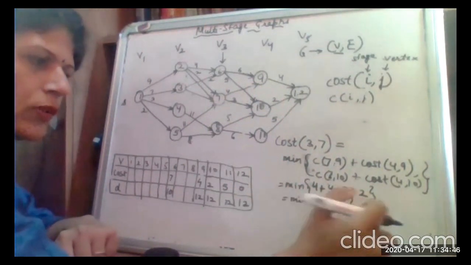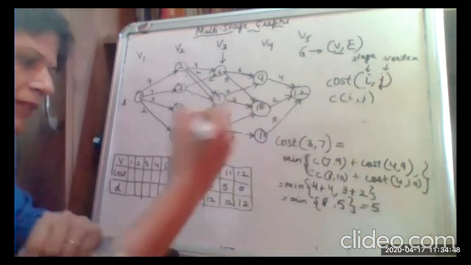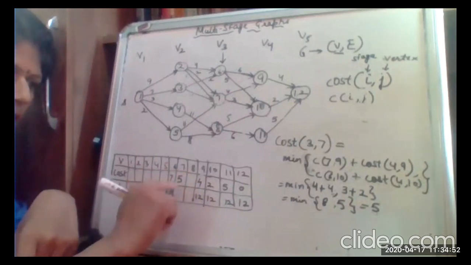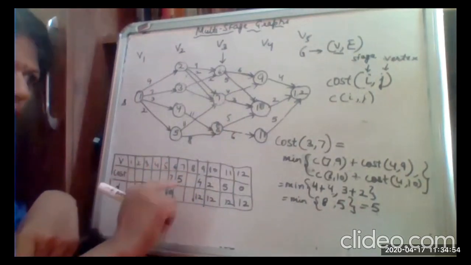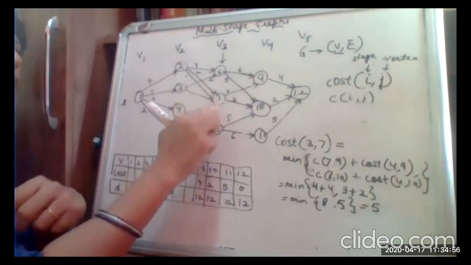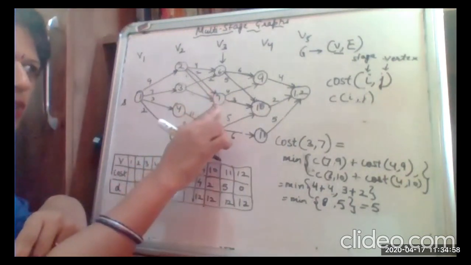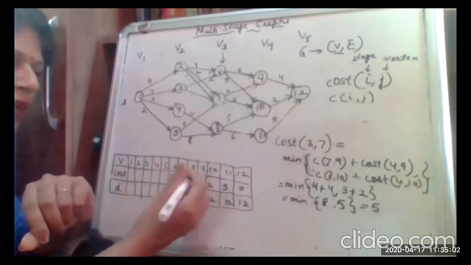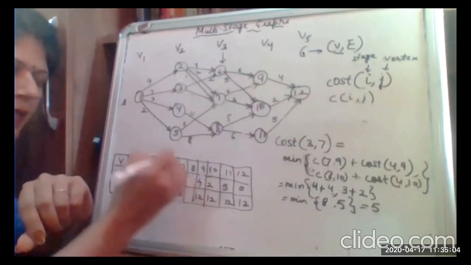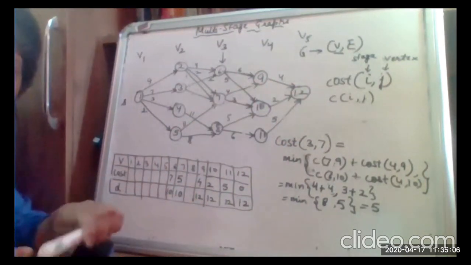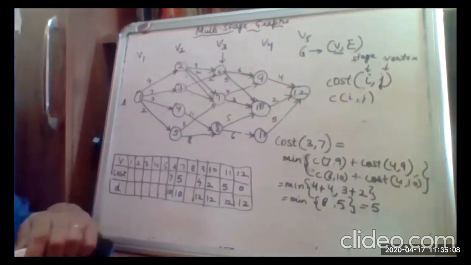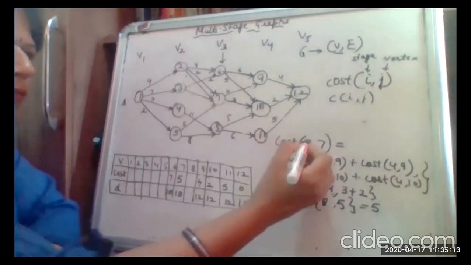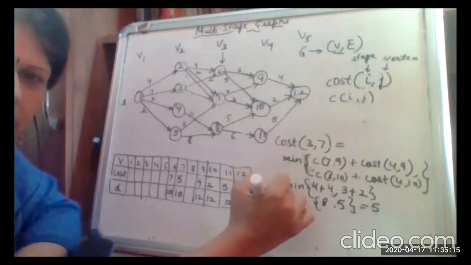And the minimum value out of 8 and 5 is 5. So at the 7th vertex, it is 5. So that means the cost of the vertex 7 at the stage 3 to reach the sink is 5, when we take 10th as the next vertex. Okay, so from there, let's start for the next one.